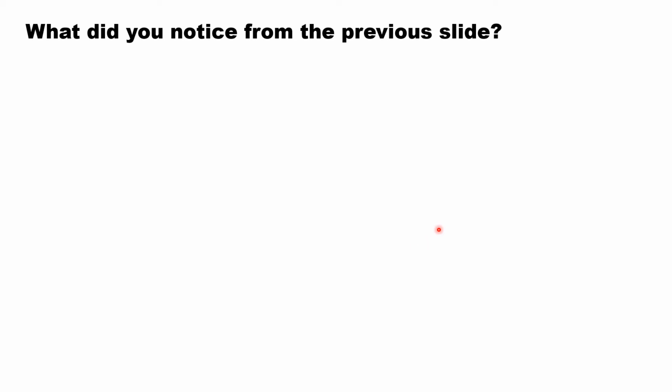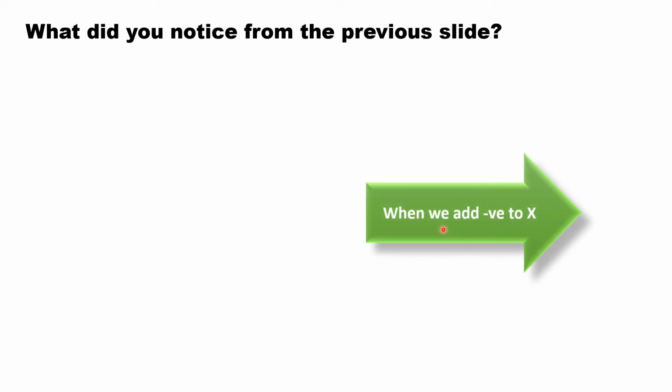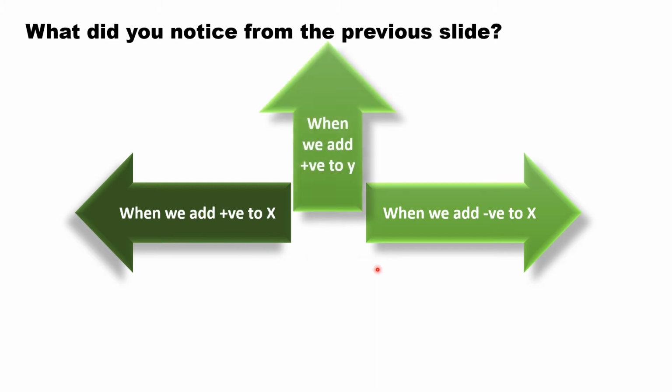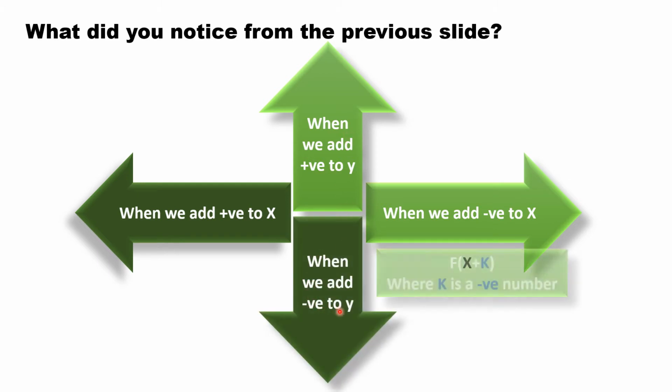What did you notice from the previous slide? When we add a negative number to x inside f of x, it will move to the right, towards the positive infinity, as x, as we said, is known. It makes the opposite of what we did. And when we add a positive number to x inside f of x, it will move to the left, towards the negative infinity. When we add a positive number to y, f of x, it will move upward. When we add a negative number to y, it will move downward.